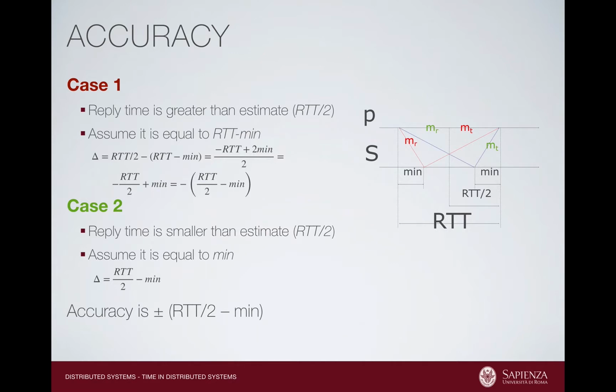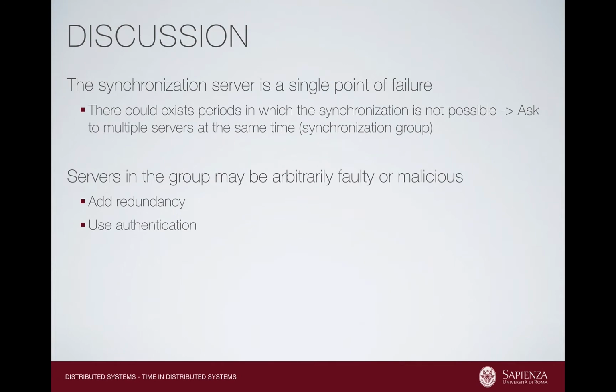And in both cases, we have some problem on the accuracy, and the accuracy of Christian's algorithm can vary, and its bounds are plus or minus round trip time over 2 minus the minimum delay of the channel that you can expect. This is just a discussion on the things that we have been discussing before, that in this algorithm the server is a single point of failure, but you can solve it by using redundancy, and you can try to also solve some malicious failure using authentication.